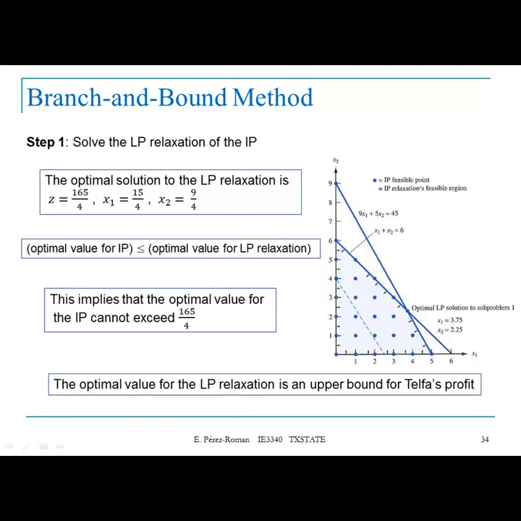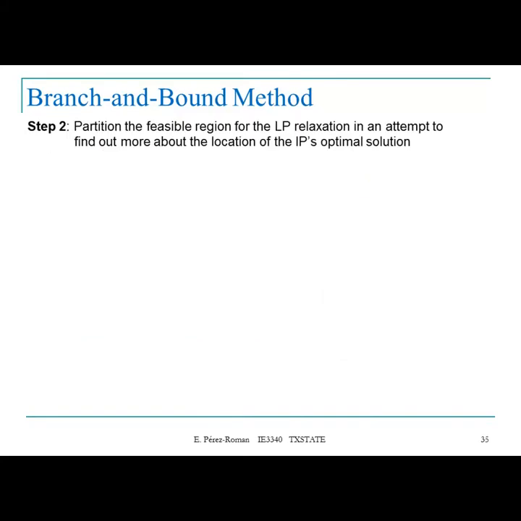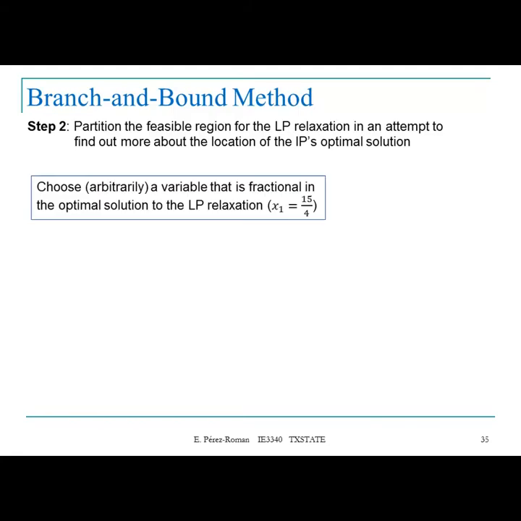Okay, so we start. This is something that you already know. You know how to find the optimal solution using the graphical method. We found the optimal solution, but we know this is not an integer solution. It's a fractional value, and we are interested in the integer solution. So step number 2, partition the feasible region for the LP relaxation in an attempt to find out more about the location of the IP's optimal solution.